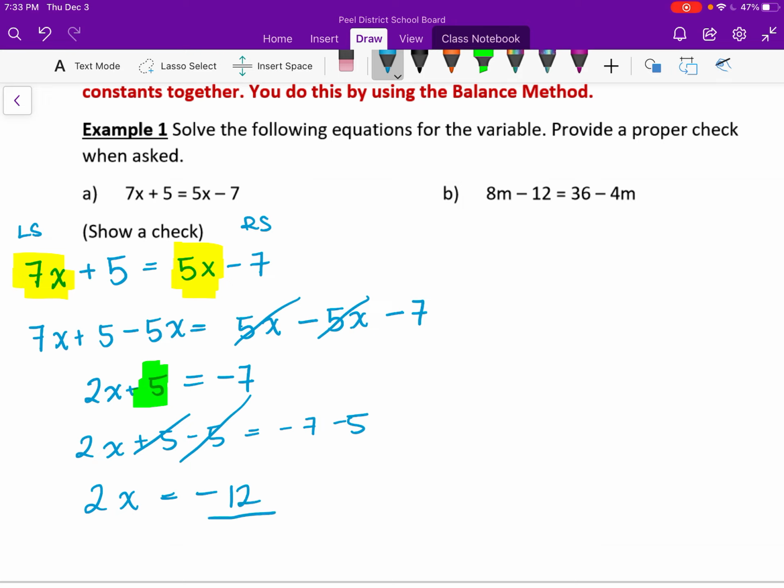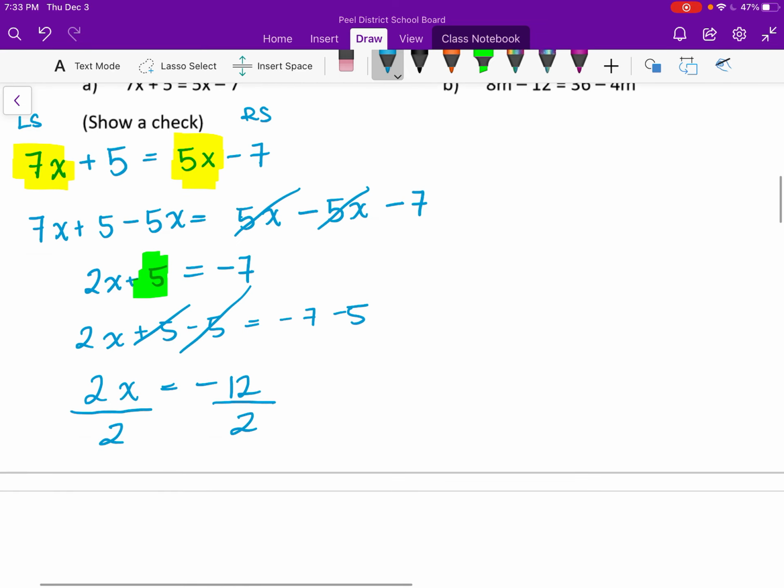And then I want to get rid of the 2. So it's 2 times x, so the opposite of multiply is divide. I'm going to divide here, and I'm going to be left with the 2s crossed each other out. Negative 12 divided by 2 is just negative 6. So I know that x is equal to negative 6.